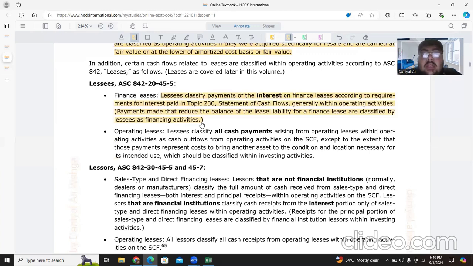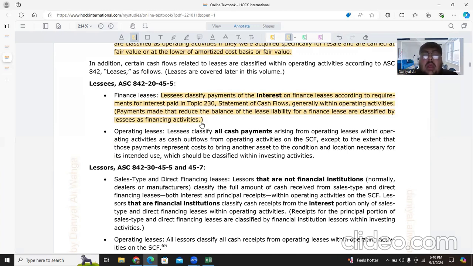It further says that payments made that reduce the lease liability should be part of your financing activity. We already know that when we pay for a lease, when we pay for any equity portion, or when we pay other debts instead of interest payments, that is part of your financing activities. This is a similar point to IAS 7.